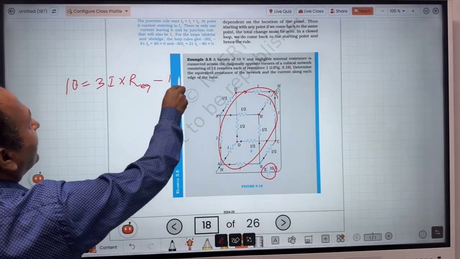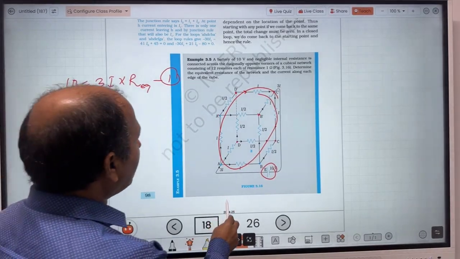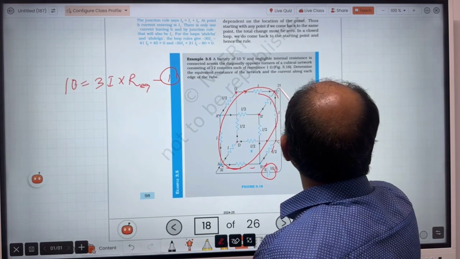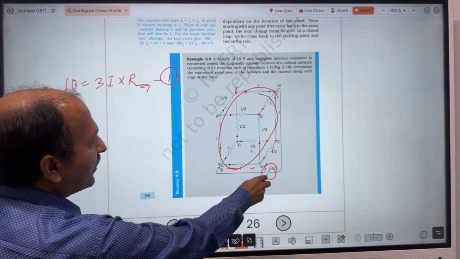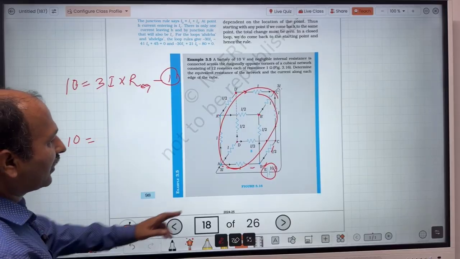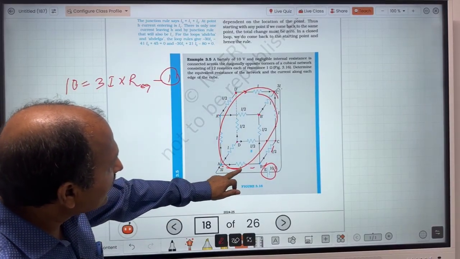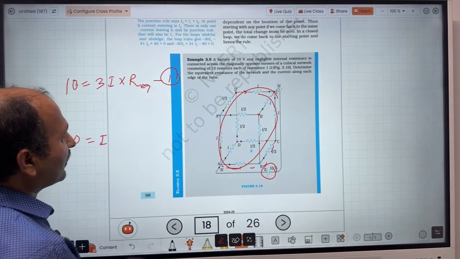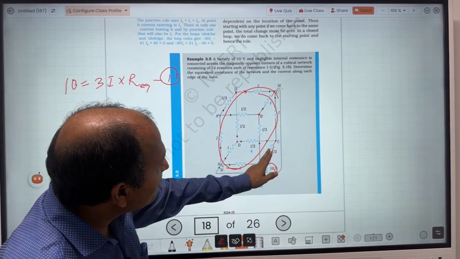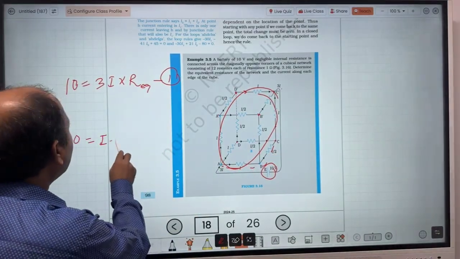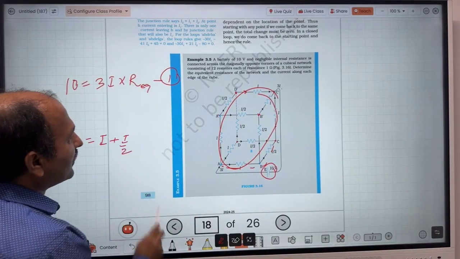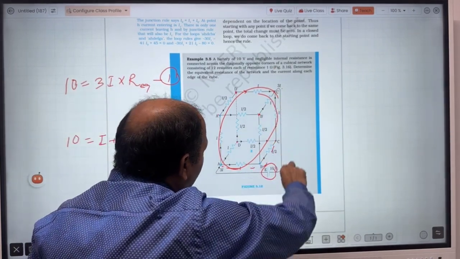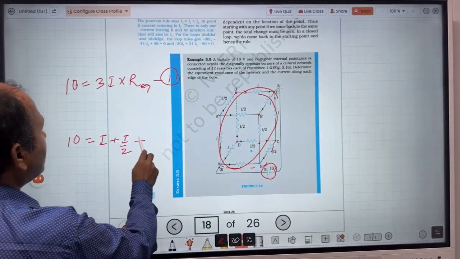I'll leave it here. And now consider any closed loop. Suppose we consider this loop, this lower one, till here. So the 10 volt battery is here. Then here the current is I and the resistance is 1, so we will get 1I. So let's write I. Then through this branch, the resistance is 1 and the current is I by 2, so we will get I by 2. And then through this branch, you are reaching here. We are considering this loop. So this will become I.